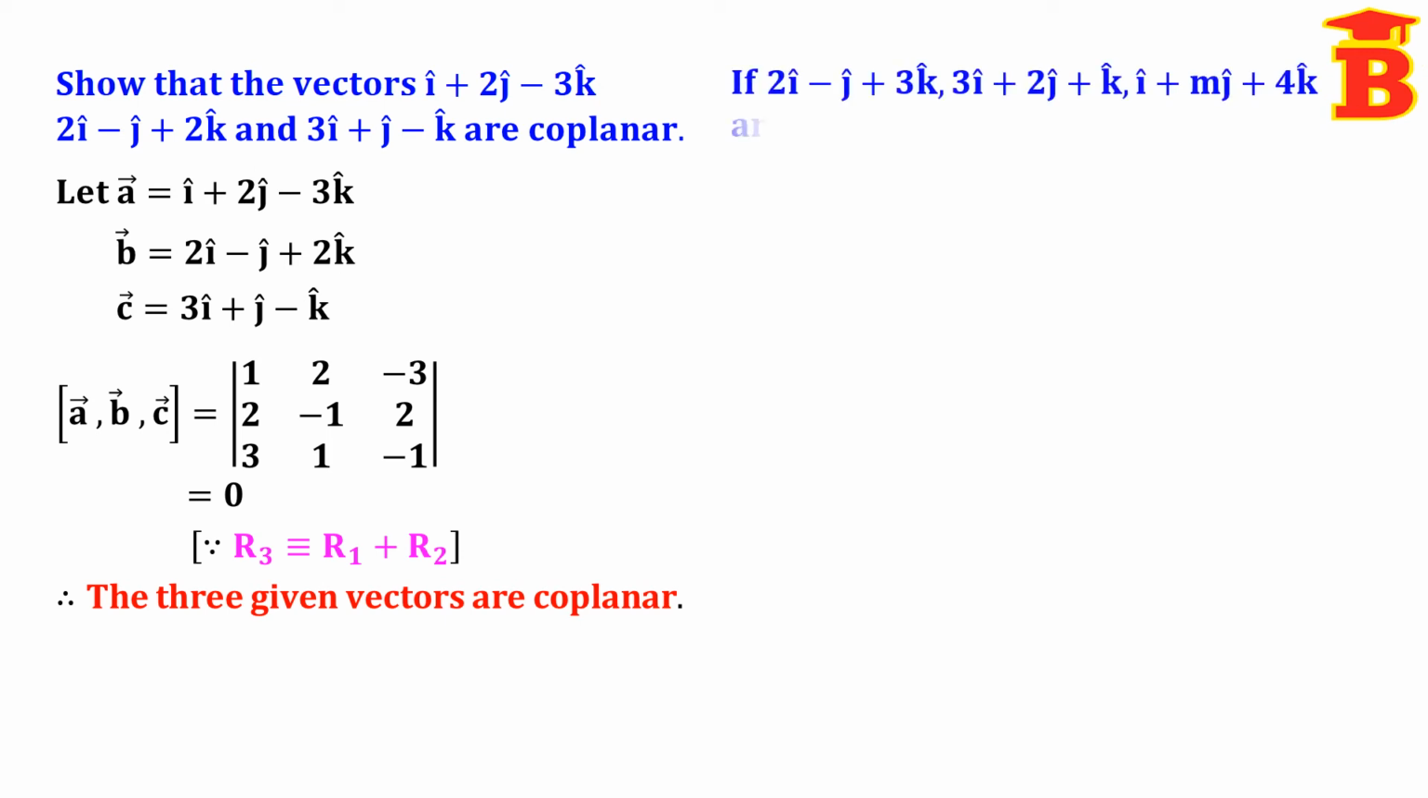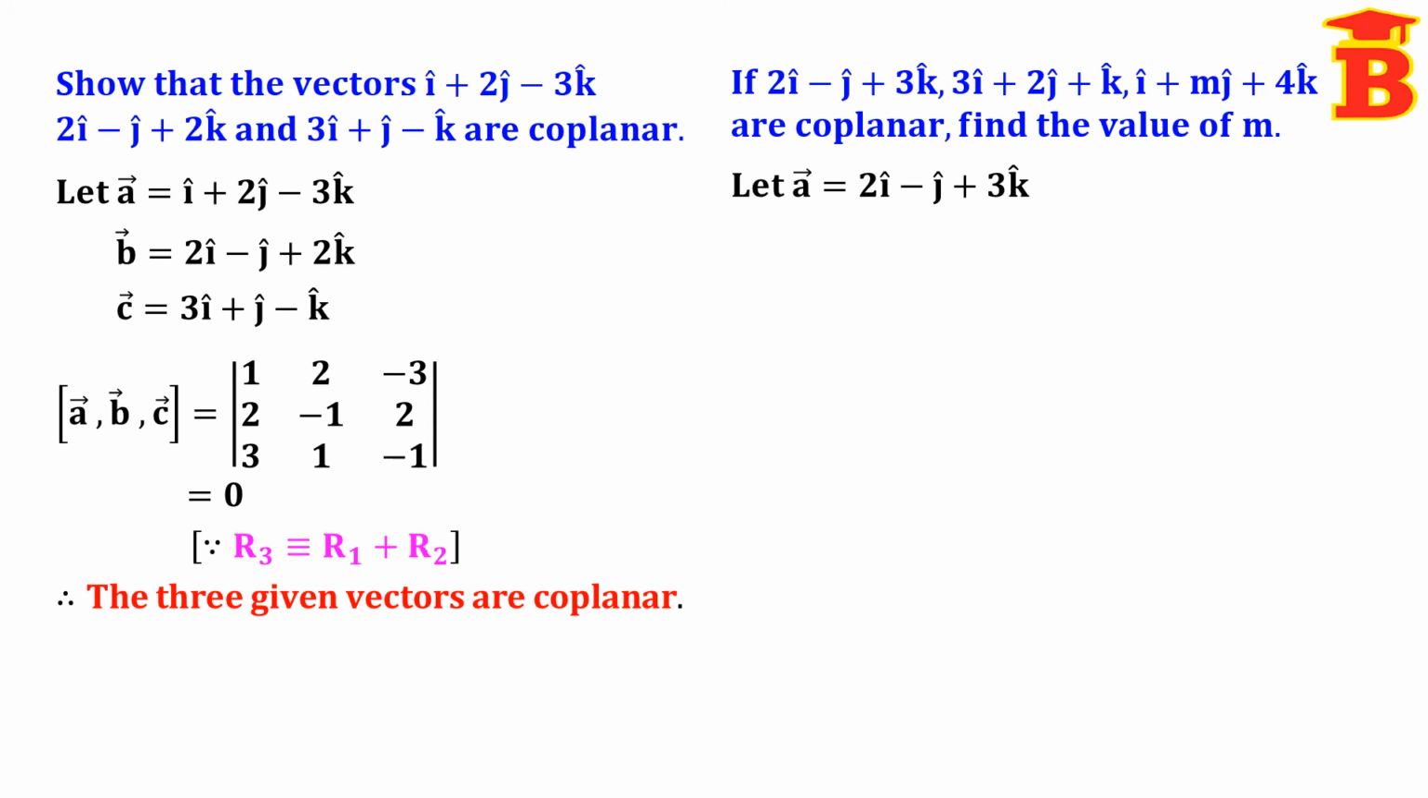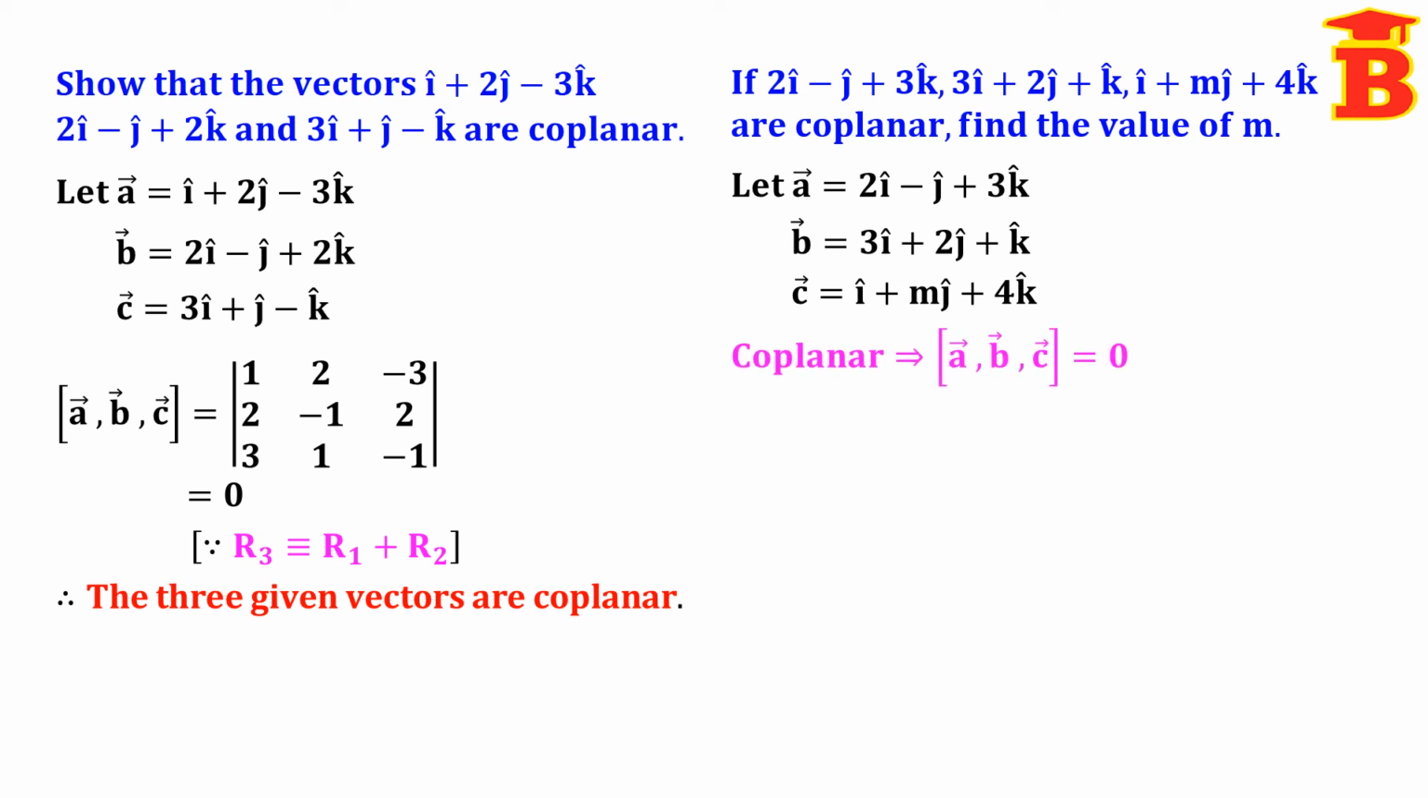Next problem, if 2i minus j plus 3k, 3i plus 2j plus k, i plus mj plus 4k are coplanar, find the value of m. Here take the first vector as A vector and second vector B vector and third vector C vector. Given the vectors are coplanar. So coplanar implies the formula is box product of ABC equal to 0. That is determinant equal to 0.